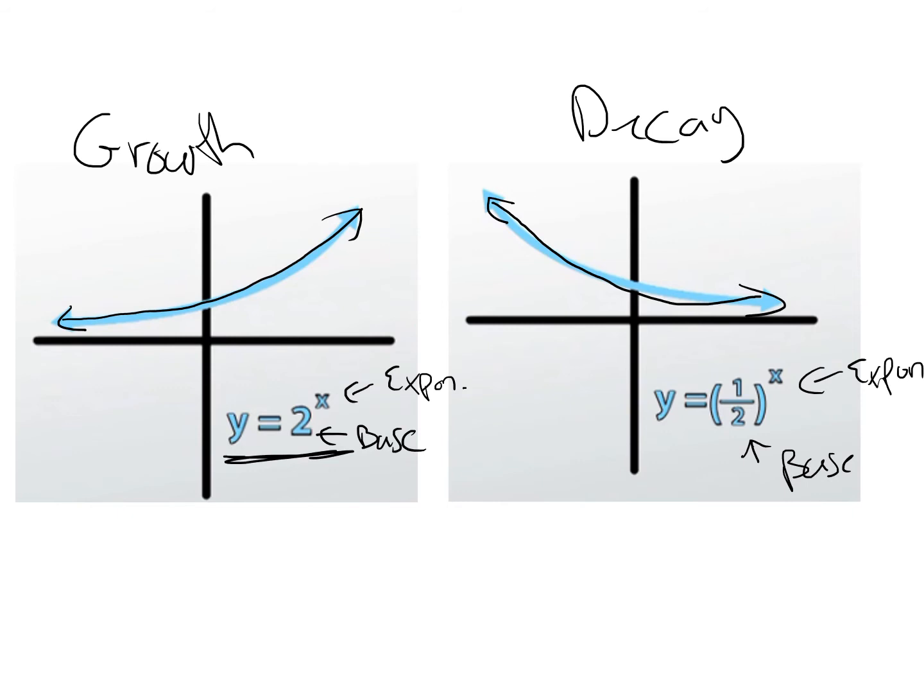So things to think about. We have a growth where our base is obviously a number bigger than 1, and for decay our base is going to be a fraction that's less than 1. So we're going to have two different kinds of graphs. We're going to have growth and decay.